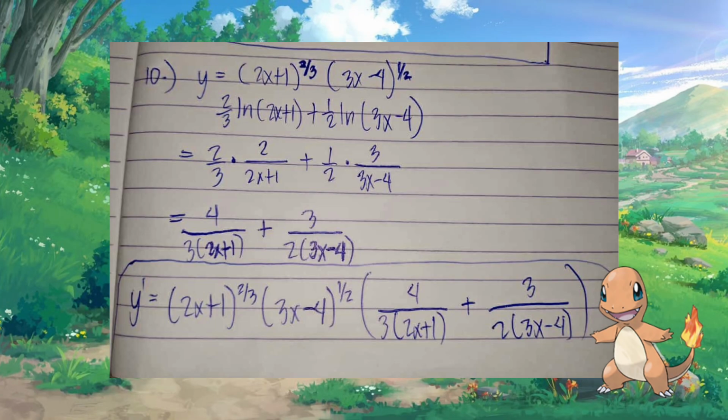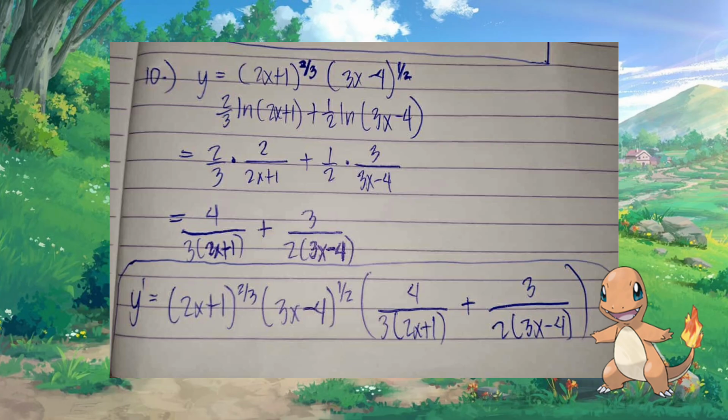For number 10, y equals (2x plus 1) raised to 2/3 times (3x minus 4) raised to 1/2. So given this, we need to use the logarithmic formula, and we need to write ln or log, etc. So ln y equals 2/3 ln times (2x plus 1) plus 1/2 ln times (3x minus 4).